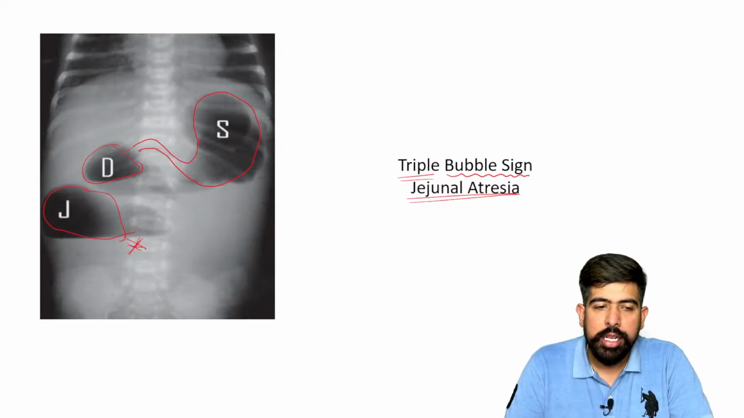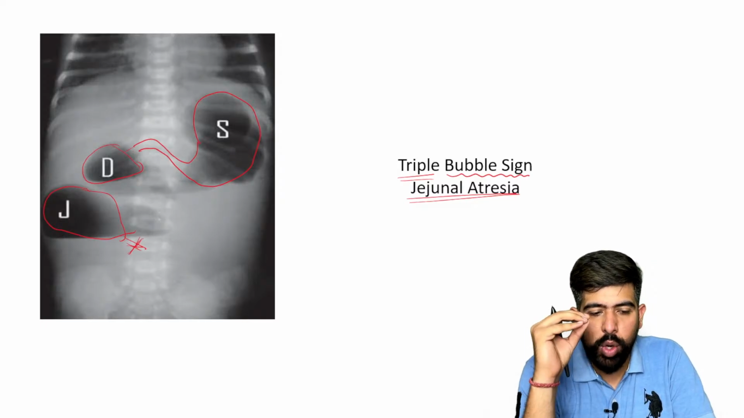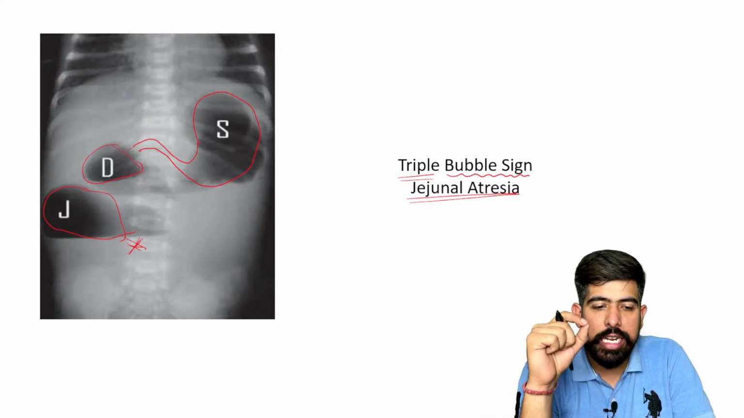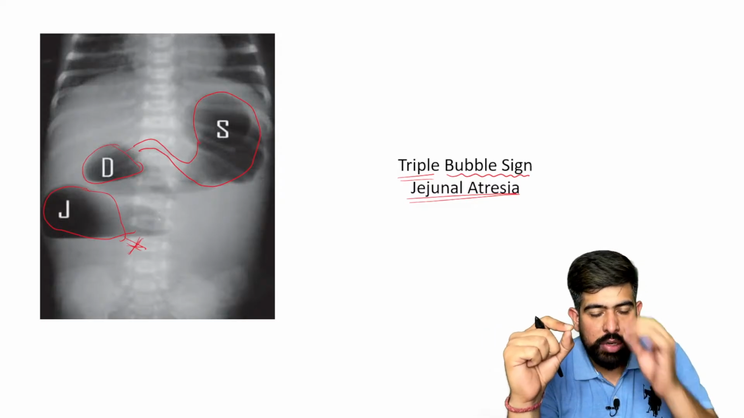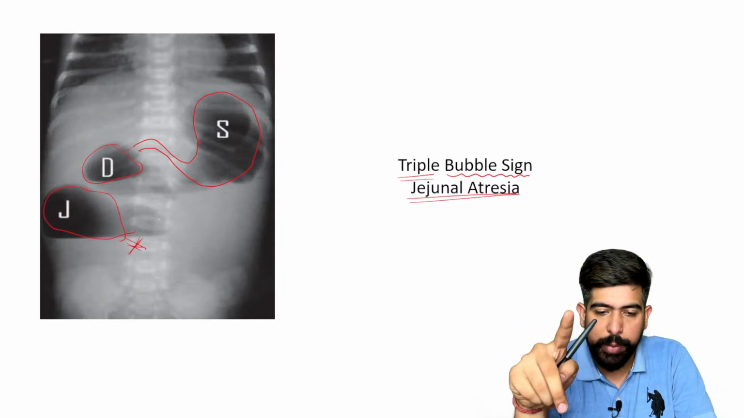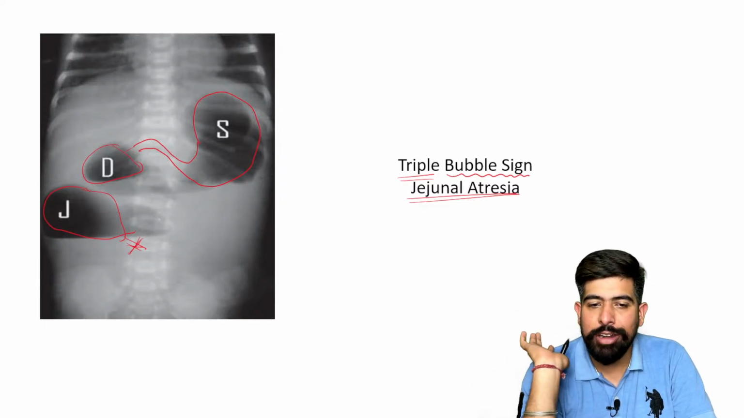Just remember: a single bubble means the issue is at the stomach. So that's why we made this mnemonic for understanding it. There is pyloric stenosis because the bubble is only single. So the first structure will be involved, which is your stomach, pyloric stenosis.